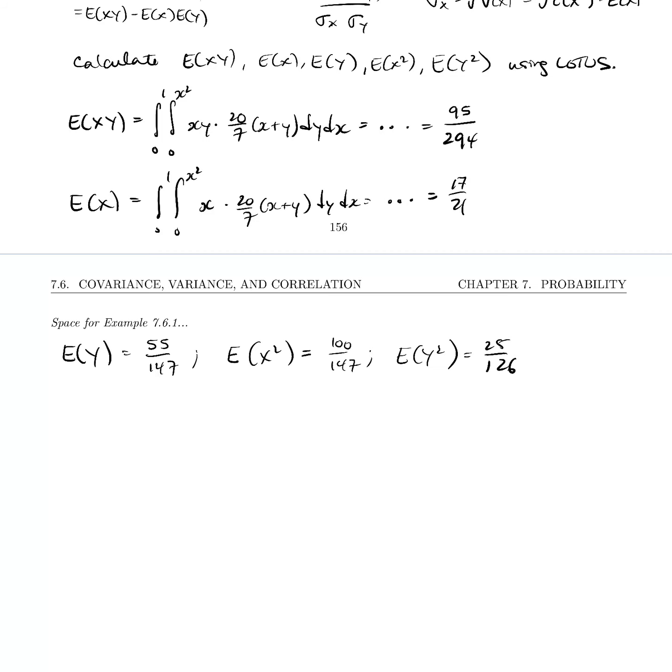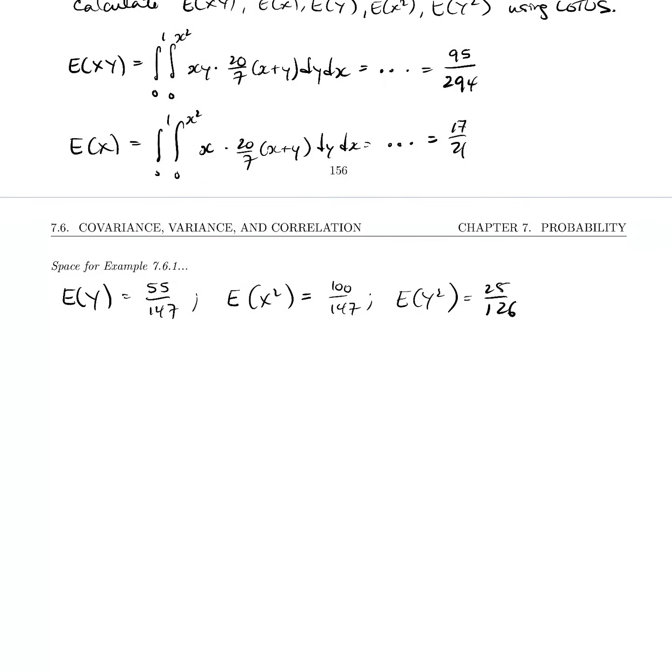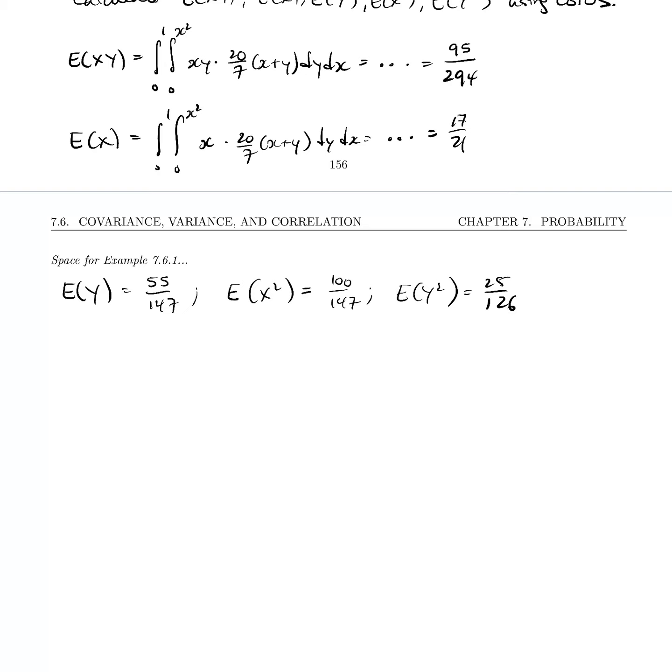So now we want to calculate the variance, because we're going to need the standard deviation. So let's go with the variance of x, which is E of x squared minus E of x all squared. So E of x squared is sitting here. It's 100 over 147 minus E of x, and E of x is 17 over 21, but squared. And if you do that calculation, you should end up with 11 over 441.